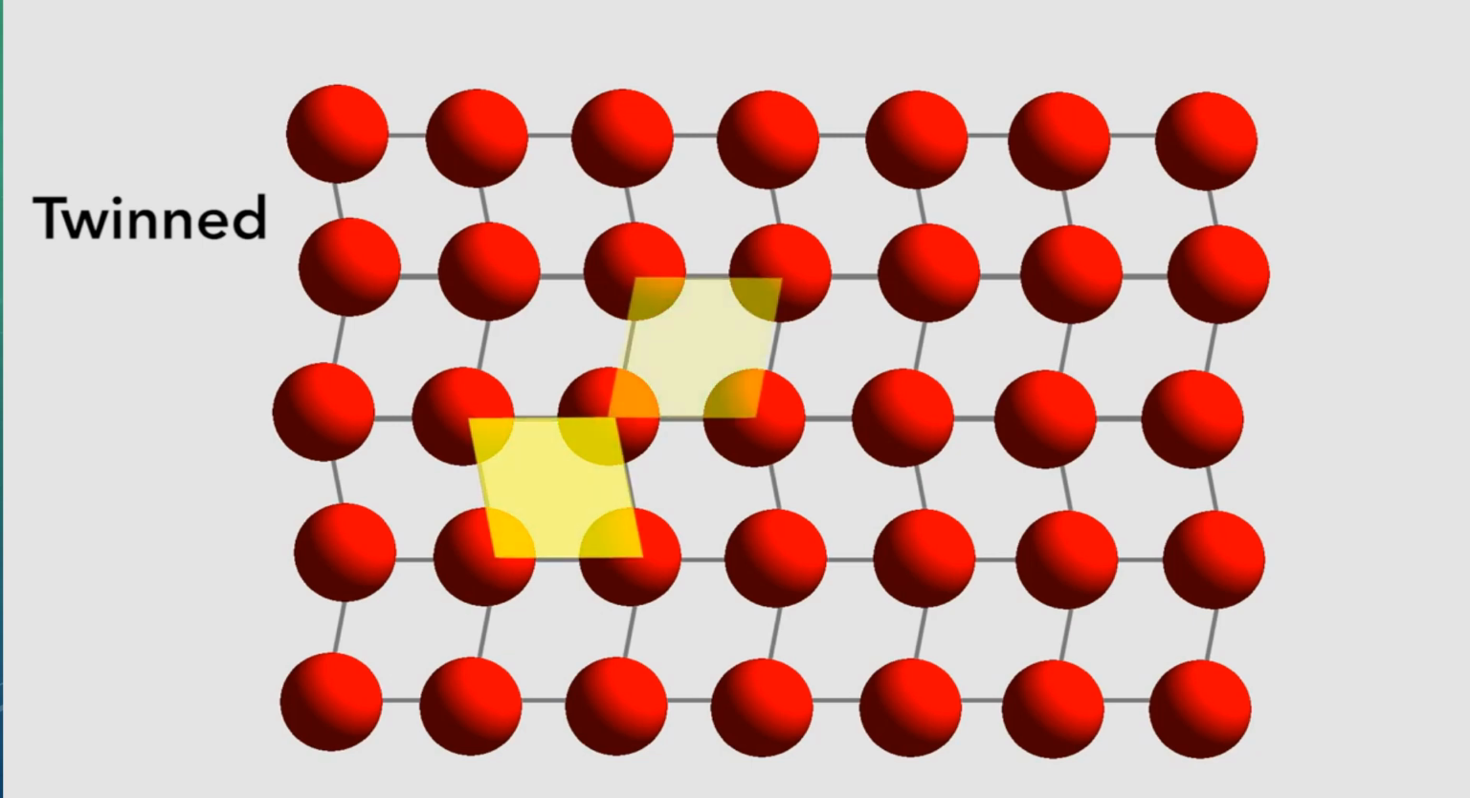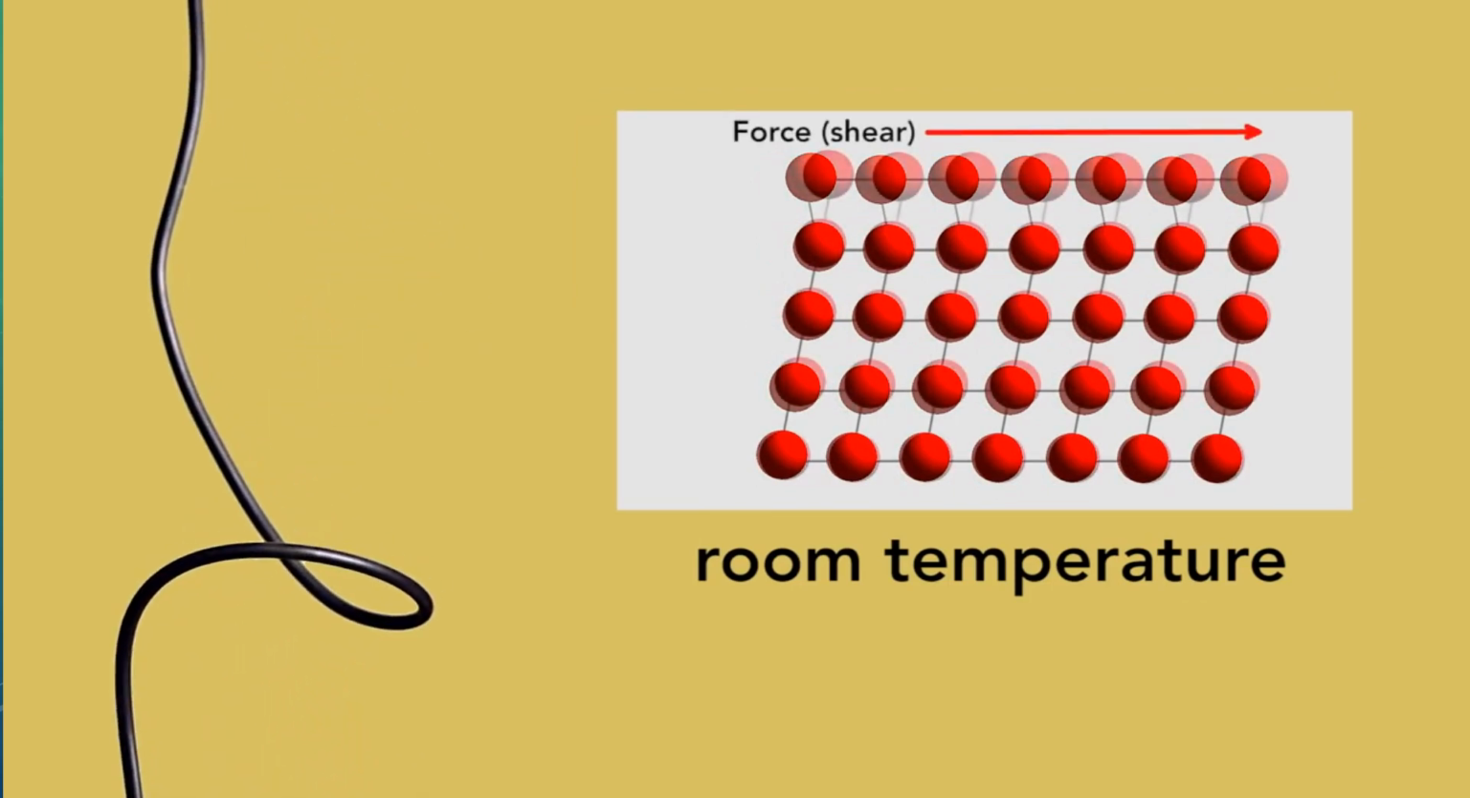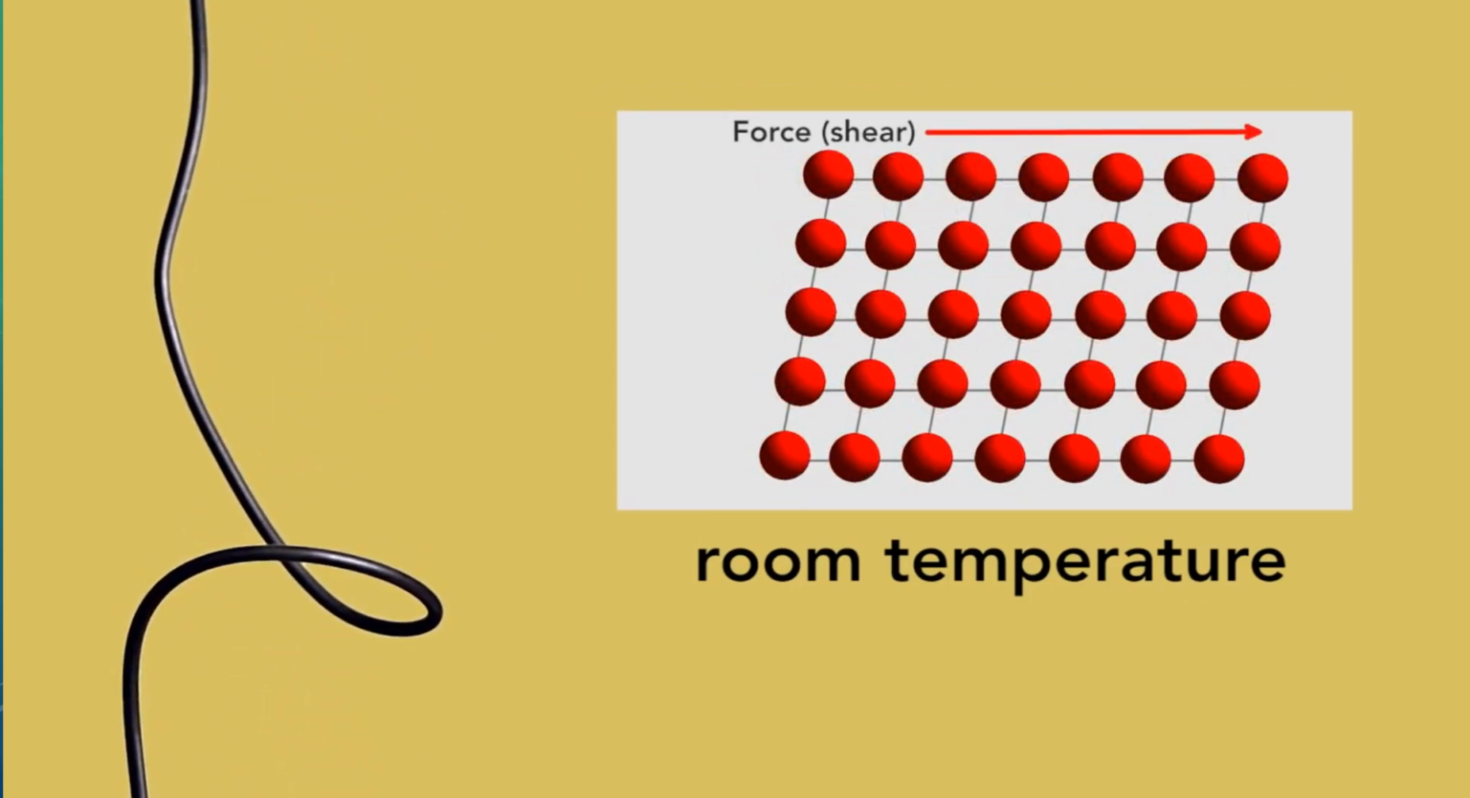One's oriented this way, and one is this way. What produces the memory effect in nitinol is that these two orientations can easily be changed from one to the other with very small motions of the atoms. For example, if I take the cooled nitinol and change its shape, some of the crystallites might experience a shear, a force across the top.